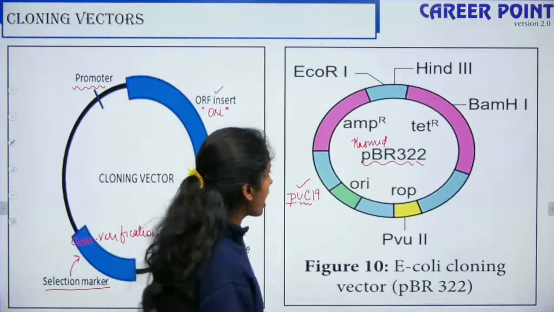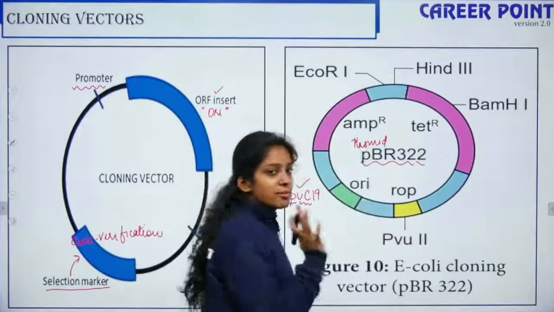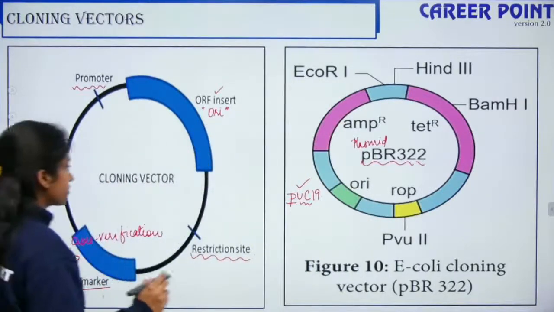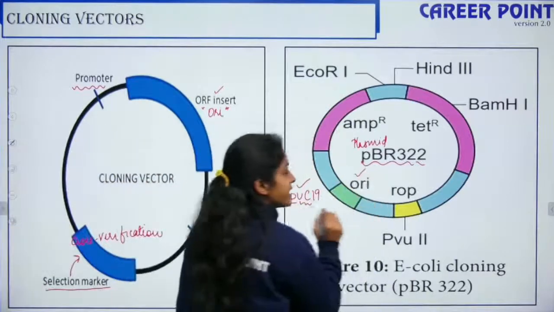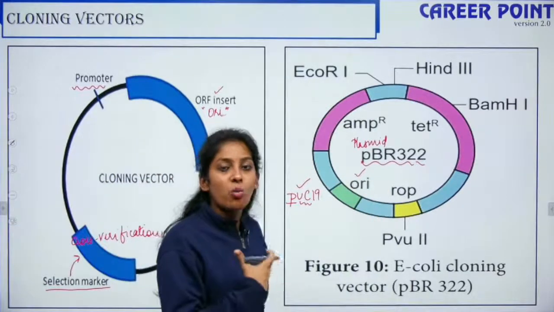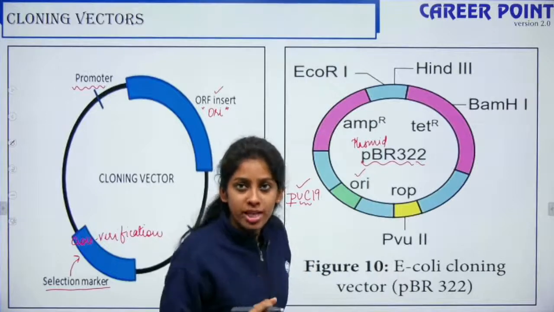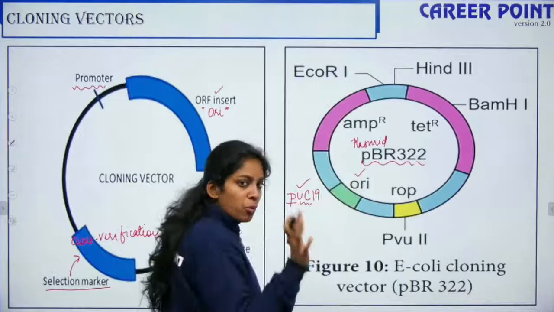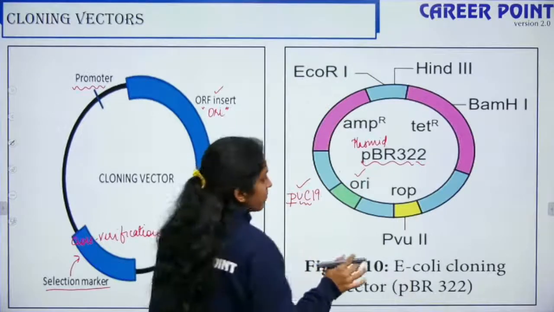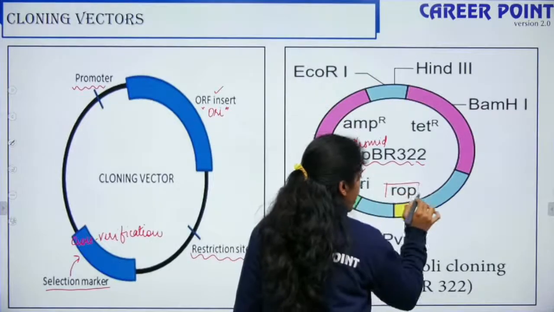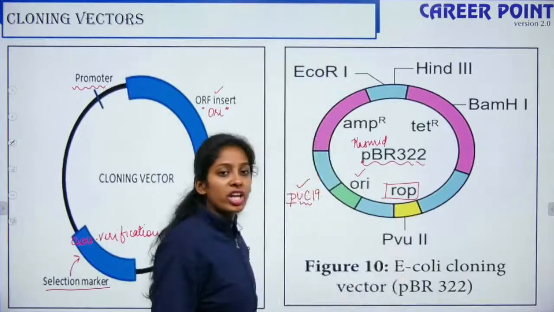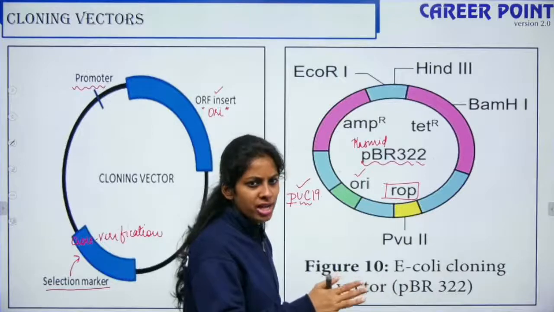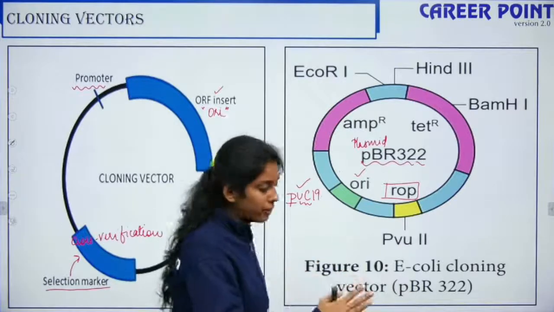Okay, right? So now what are the regions that are present here? Let's see. The first one is the ori. The ori is needed because that is where your origin of replication begins, right? Very close to the ori you have a promoter, but the promoter is not significantly mentioned here, and it has a ROP protein which is essential for replication. Okay, some extra protein so that replication happens properly.